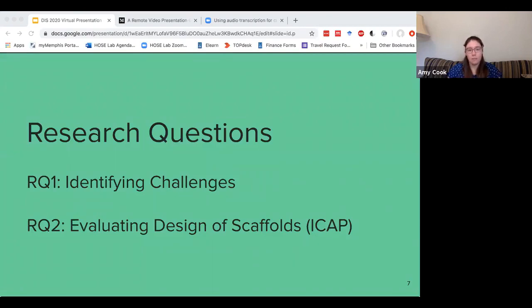So we have 2 research questions. The first is to identify the challenges that students face when they're reflecting on feedback. And the second is to evaluate the design of these 3 reflection scaffolds that we made according to ICAP theory.